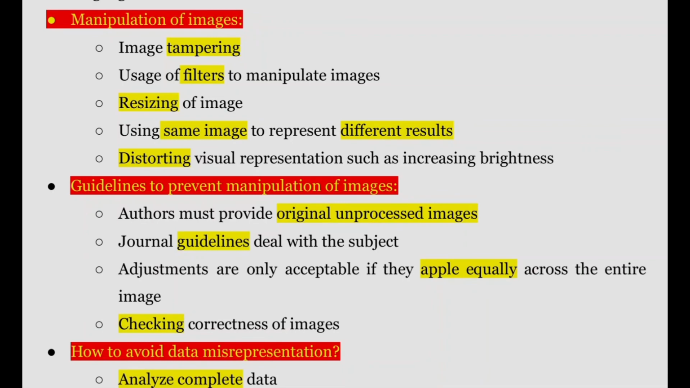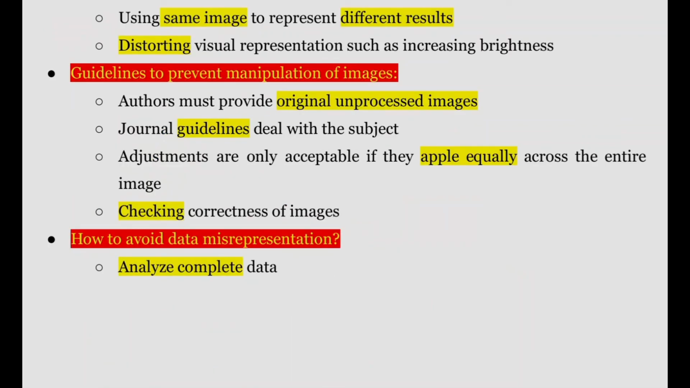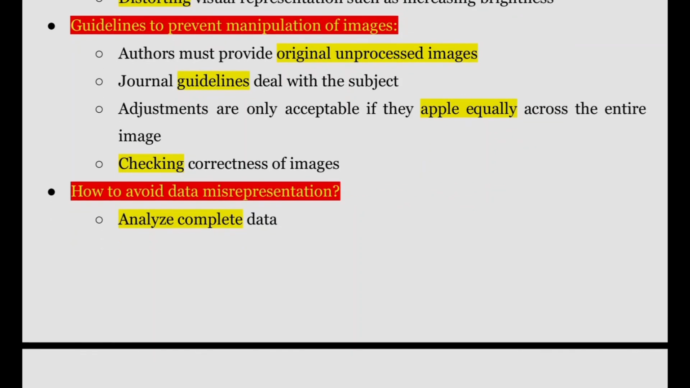Misrepresentation also involves manipulation of images. Manipulation of images includes image tampering, usage of filters to manipulate images, resizing of images, using the same image to represent different results, and distorting visual representations such as increasing brightness. The guidelines to prevent the manipulation of images are: authors must provide original unprocessed images, journal guidelines deal with the subject, adjustments are only acceptable if they apply equally across the entire image, and checking the correctness of the images.